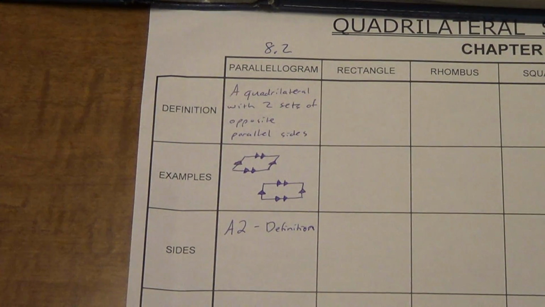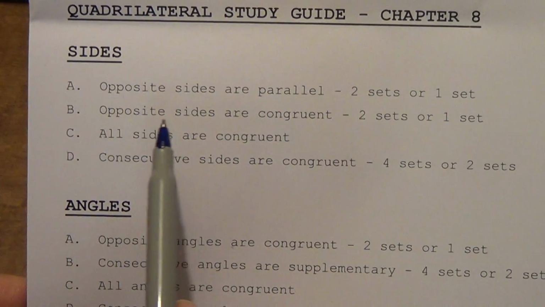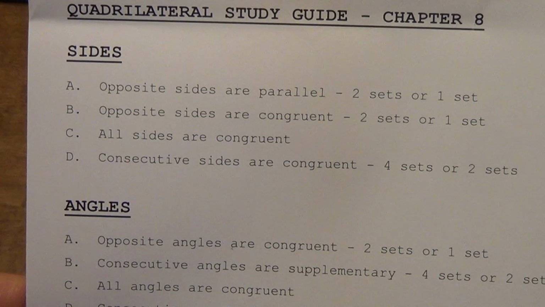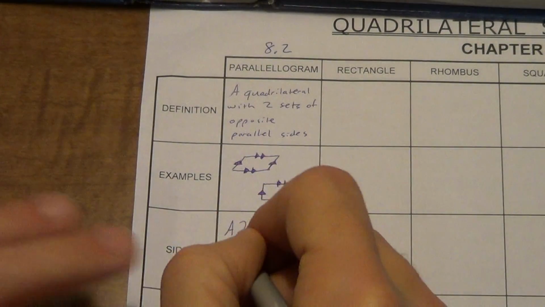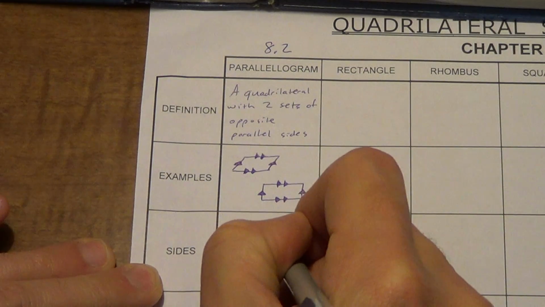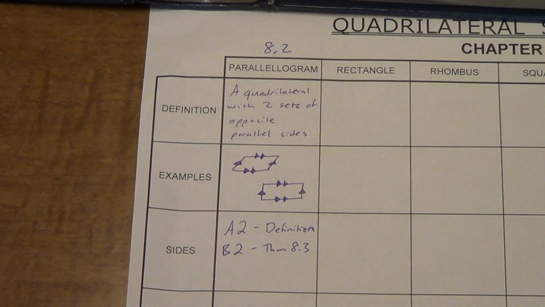Okay, and we're going to add some information to our sides. So B says opposite sides are congruent. Two sets or one set? Well, we just proved that it was true for both sets. So we're going to write down right here B2. Why? Theorem 8.3. Now, you know that I don't like you to memorize theorems by numbers. However, we're going to use the number here. It's shorter. It matches up with what's in our book, and then we can just review it as needed.